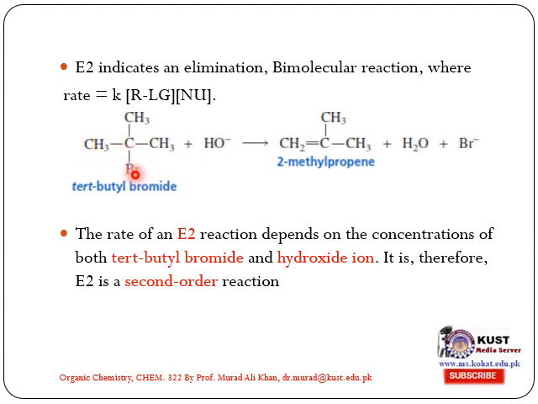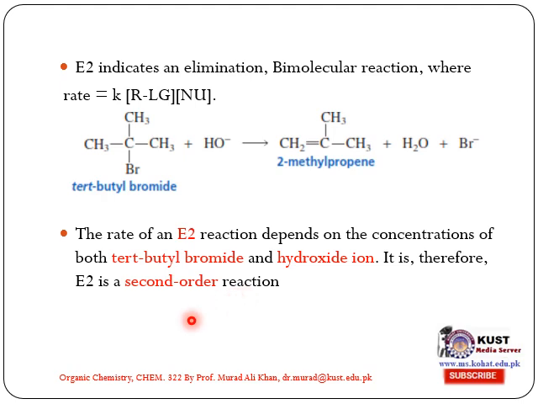Here the substrate is tertiary butyl bromide, and we have a base, the hydroxide ion. That may be sodium hydroxide, potassium hydroxide, or any other base. And the product is 2-methylpropene, water, and bromide has left the molecule. The rate of an E2 reaction depends on the concentration of both tertiary butyl bromide and hydroxide ion. Therefore E2 is a second order reaction.